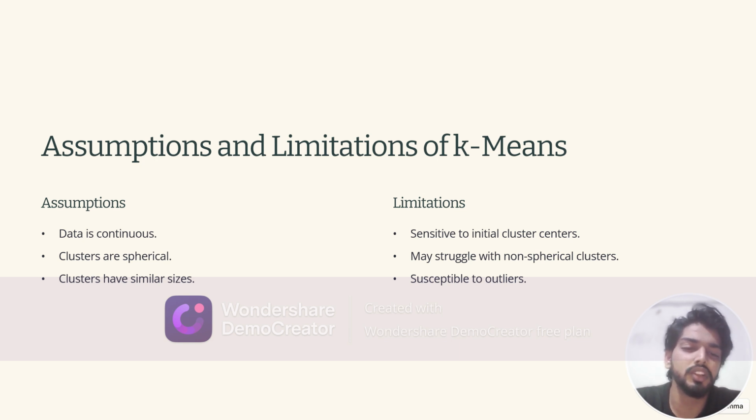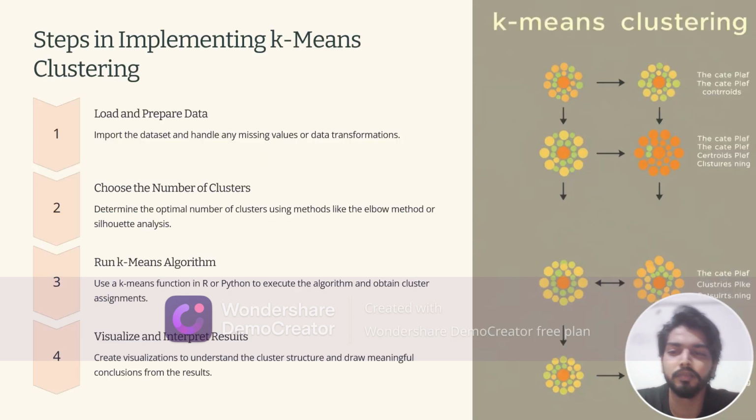Limitations: sensitive to initial cluster centers. The initial cluster centers strongly affect the result. It may struggle with non-spherical clusters, so clusters which are not spherical in nature are very difficult for k-means clustering to handle. It is also susceptible to outliers.